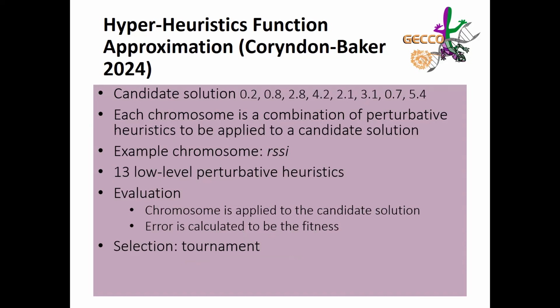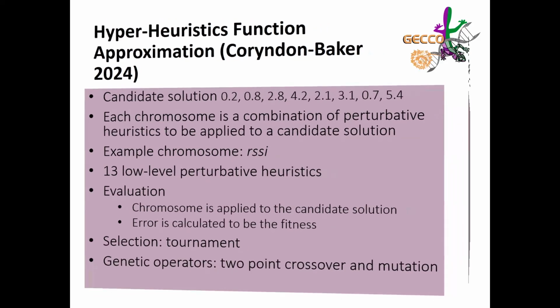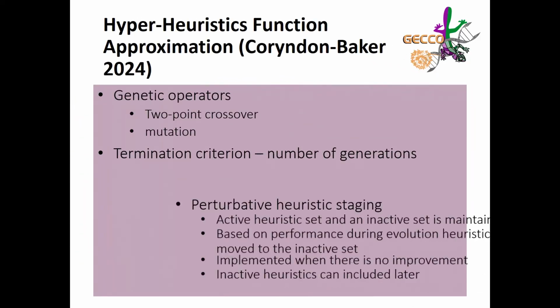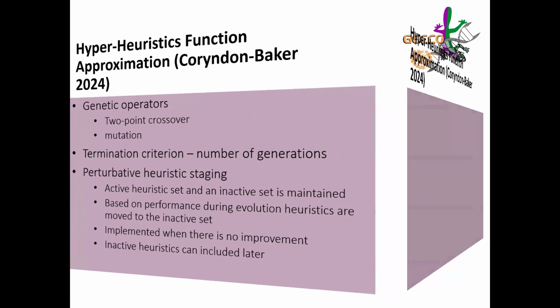Those are the different perturbative heuristics we used, and that was just details about the genetic algorithm, which you can find, but I'm not going to spend too much time on.